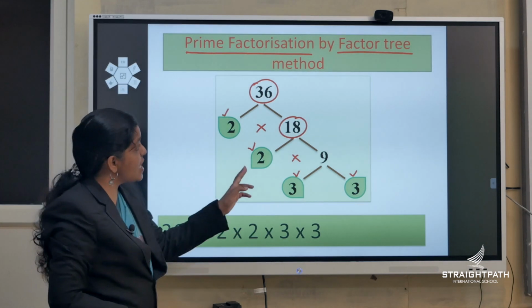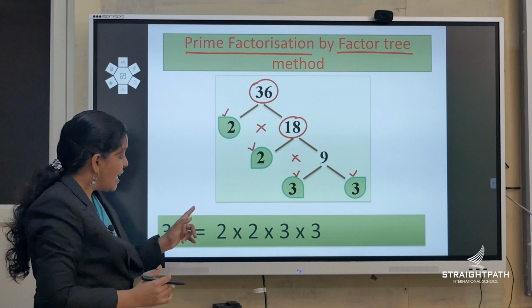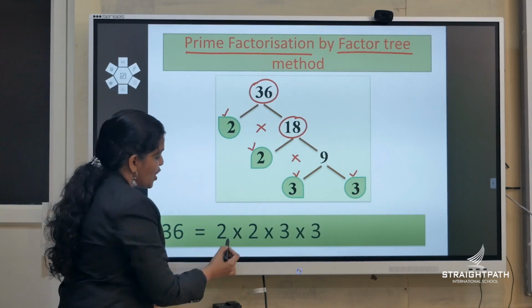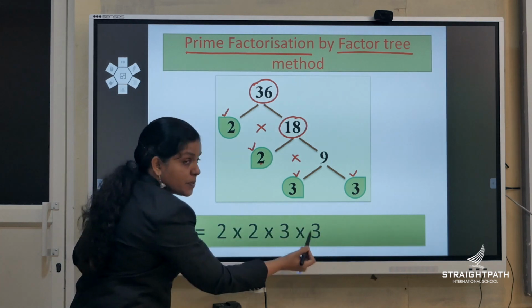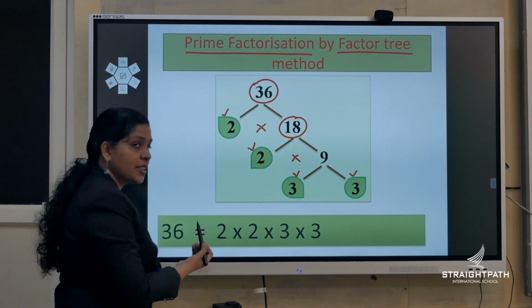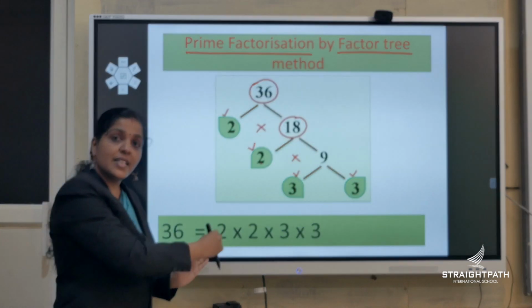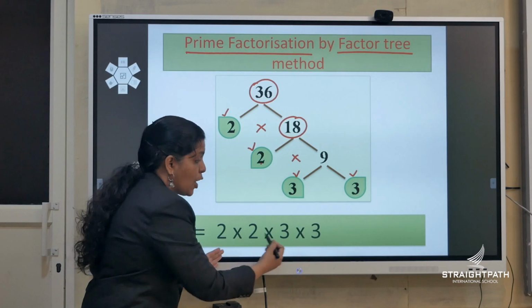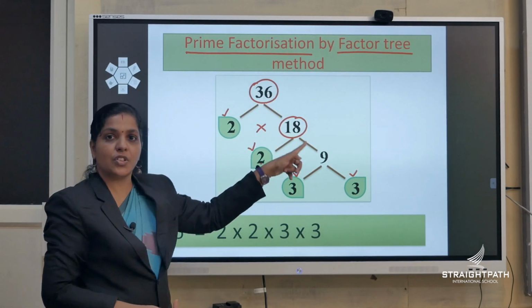Okay. So now see, 36 is a composite number. Now I have written 36 as 2 into 2 into 3 into 3. So when you multiply, you get 2 into 2, 4, 4 into 9, 36, same answer. So 36, as a composite number, is written as a product of prime numbers, by the method of factor tree.